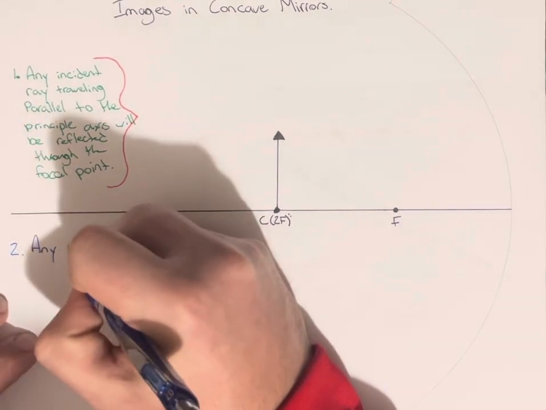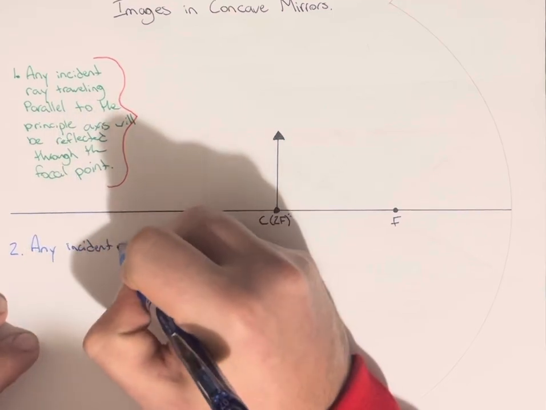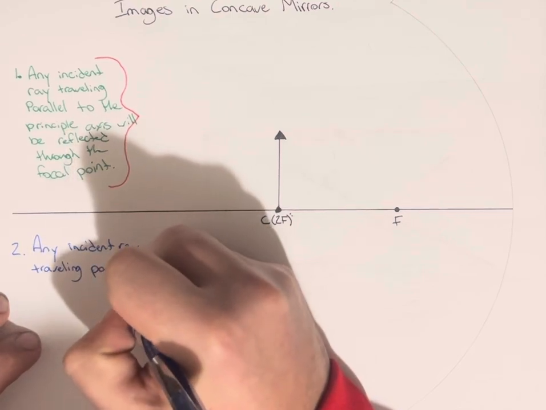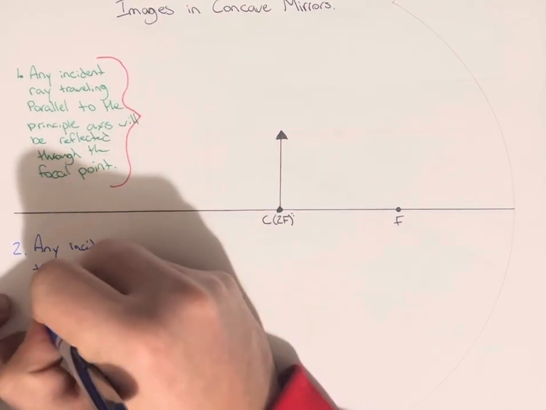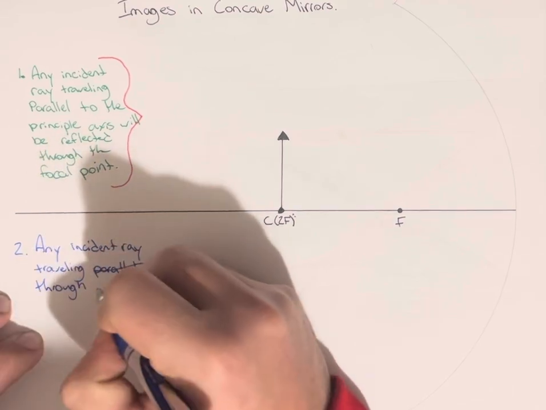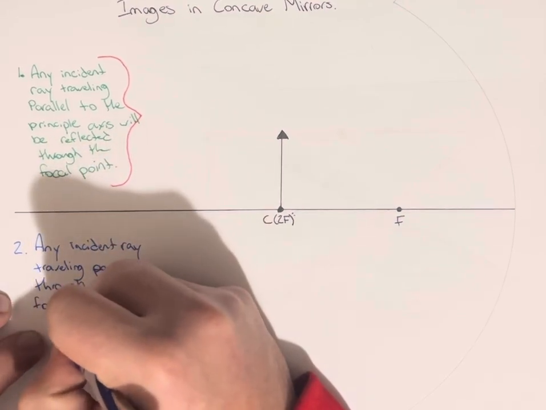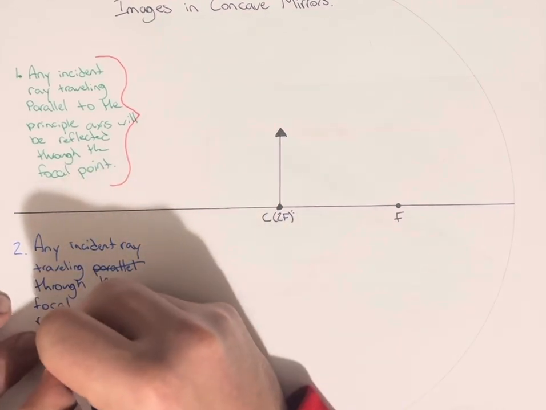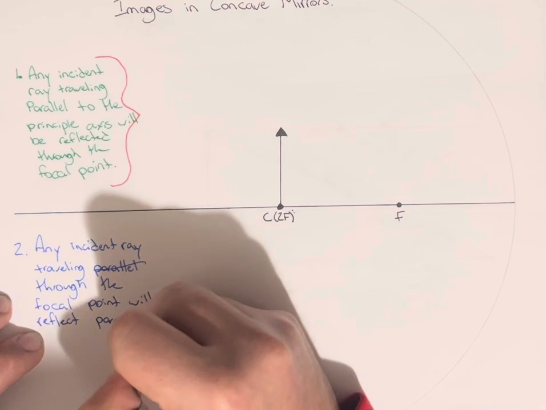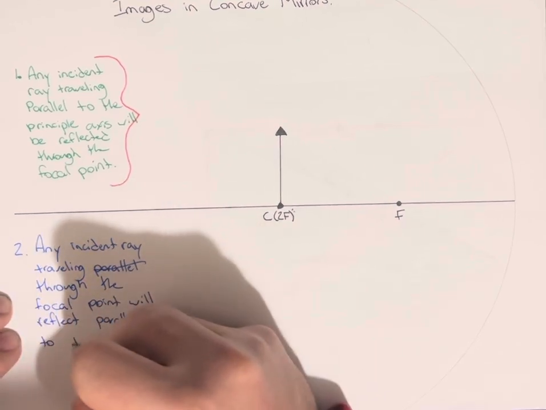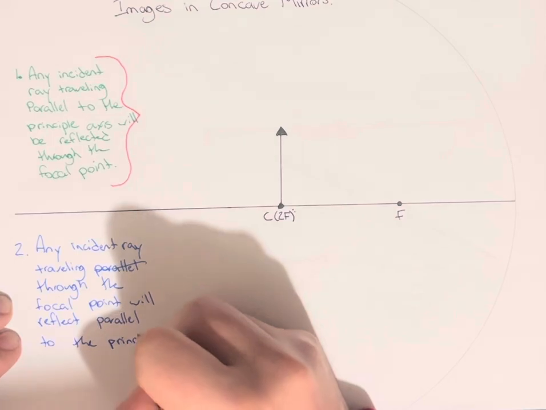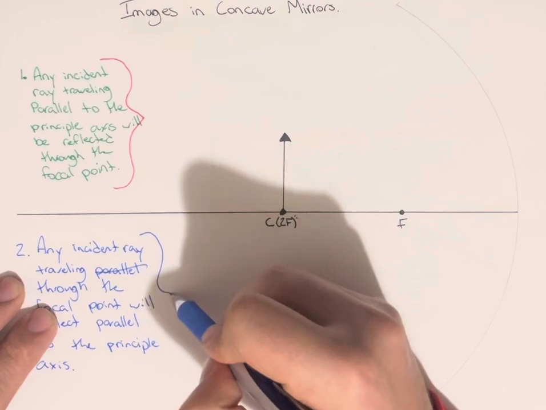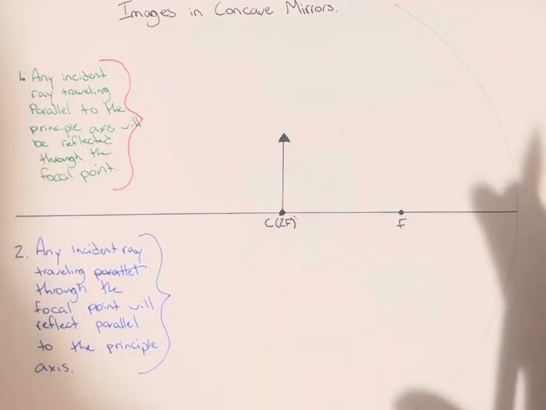So any incident ray traveling through the focal point will reflect parallel to the principal axis. So really using these two rules here, we will be able to complete the entire ray diagram for this activity.